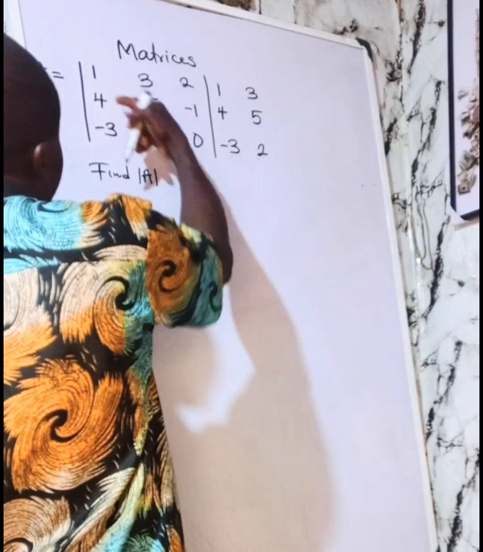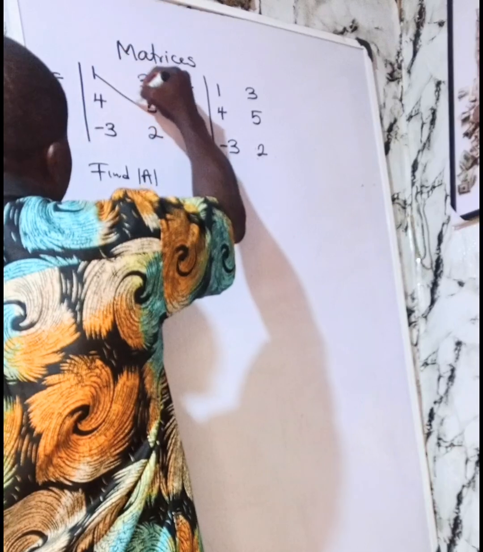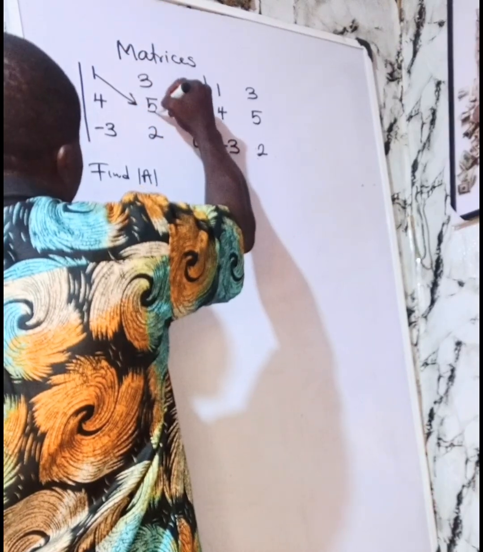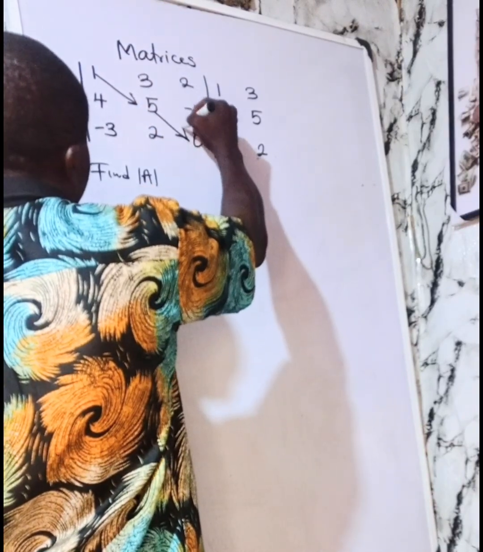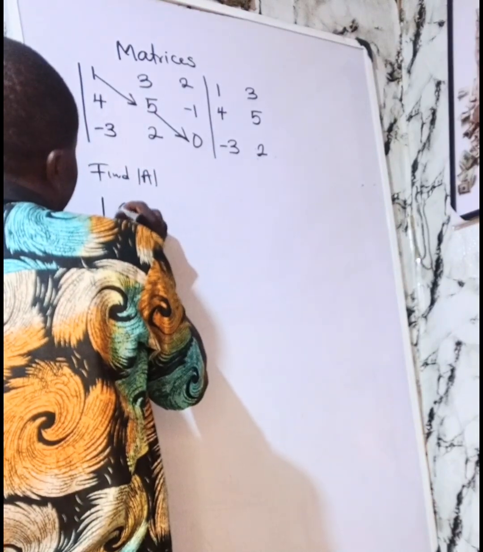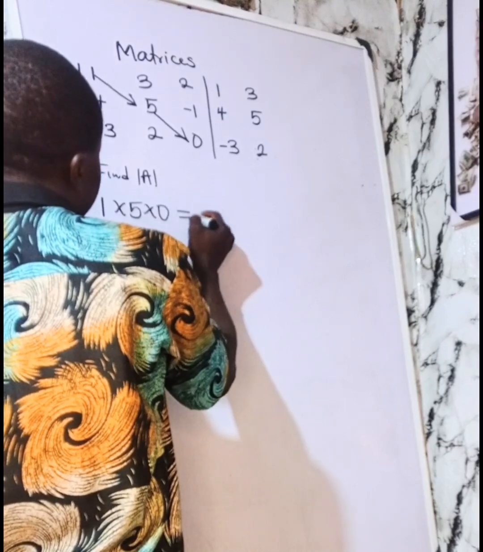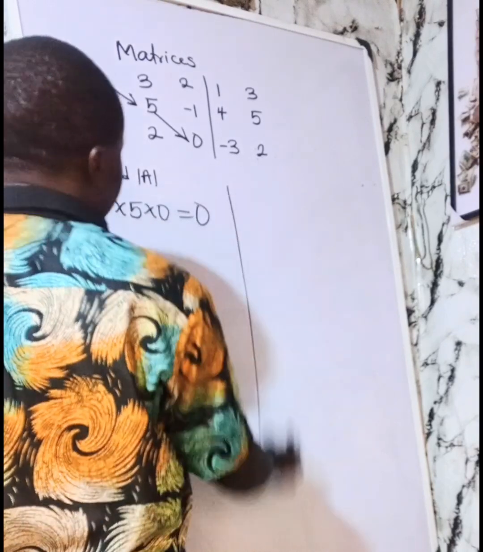I'm now going to multiply the diagonal this way. I will start from this one, I will come this way, this one. Then I'll multiply 1 and 5. It will be 1 multiplied by 5 multiplied by 0. Everything is equal to 0.